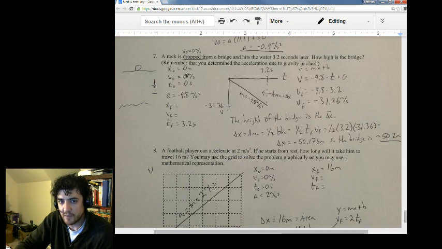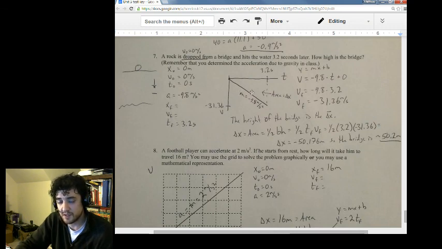I've organized our information here. Initial position, initial velocity, initial time, all zeros in this case. Down is negative. Our acceleration, an object falling on Earth, always has an acceleration of 9.8 meters per second squared down. Final position, we don't know. This is pretty much what we're looking for. How tall is the bridge? How far was it from here to there? Final velocity, we don't know. The time, however, we do know is 3.2 seconds.